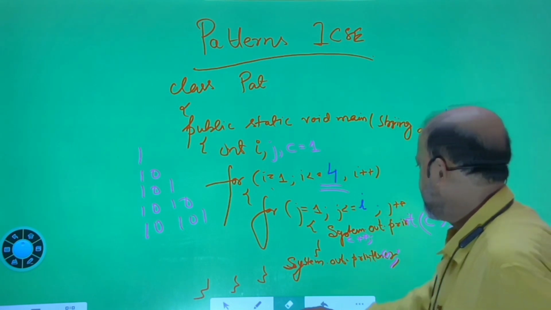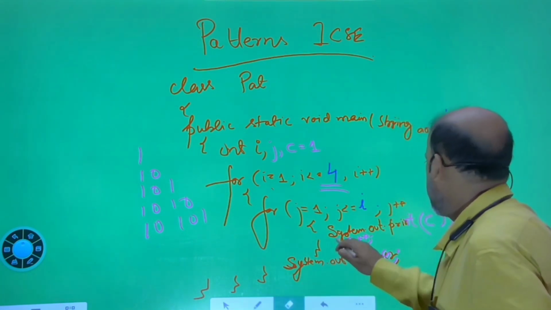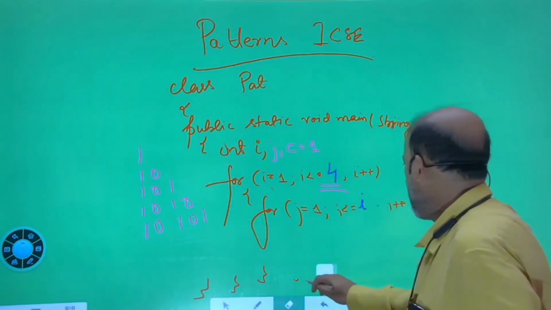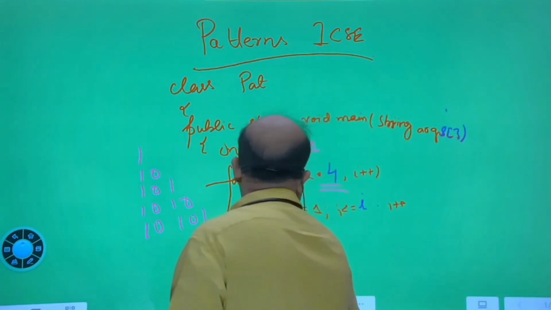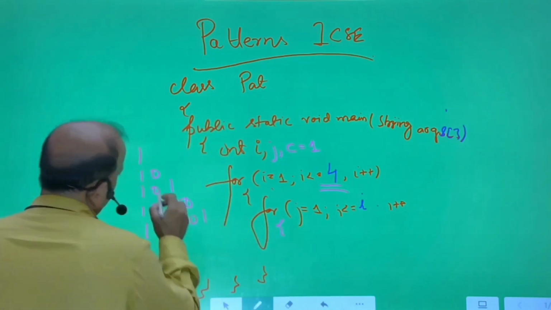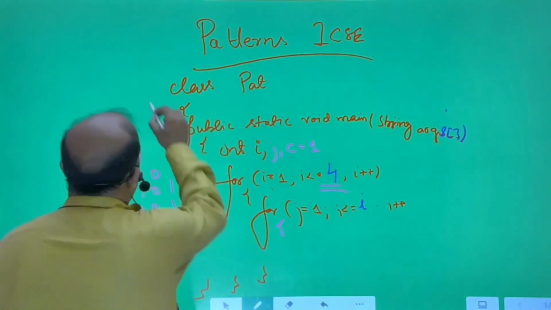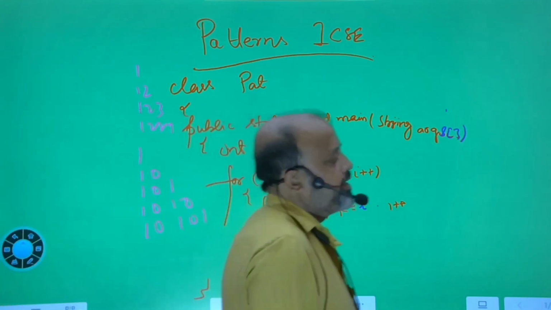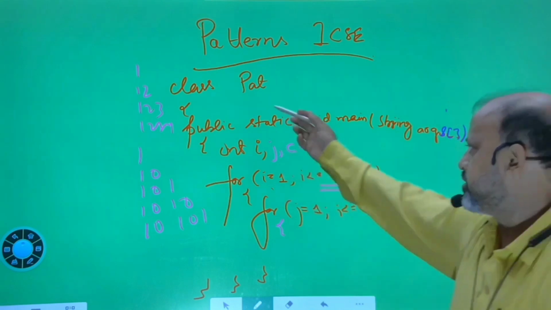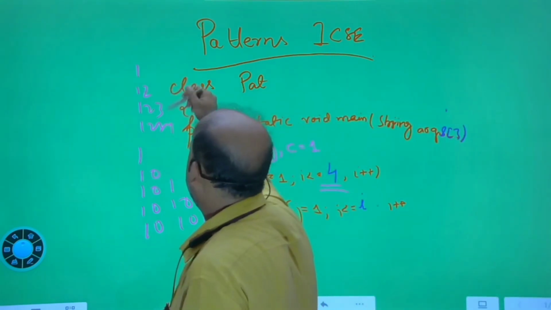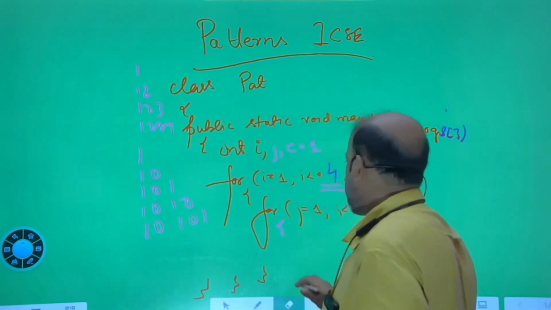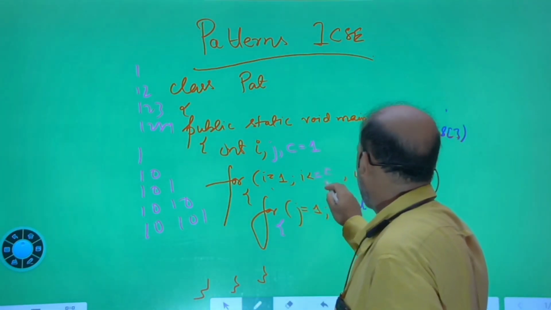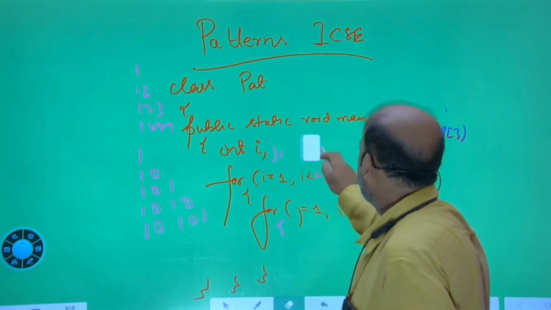So, see, two ways are there. What I can see, the hint of this is 1, 1 2, 1 2 3, 1 2 3 4. The hint is this. See, wherever odd 1, wherever even 0. And another thing here, 5 lines are there. So, this one will be equal to 5. And we don't need this C.